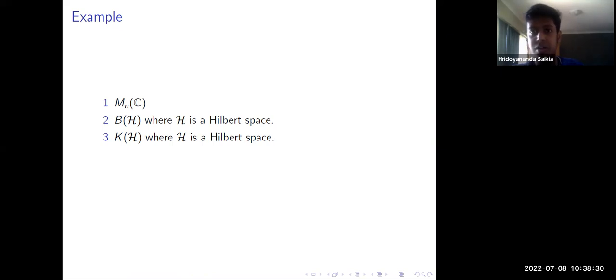It is not necessary for all C-star algebras to have a multiplicative unit. But in my talk, I will be assuming that all of the C-star algebras are unital, that is, they have a multiplicative unit. In general, they do not need to. For example, in example 3, the set of all compact operators on a Hilbert space H doesn't have a multiplicative identity when H is infinite dimensional, because the identity element would be the identity operator, and the identity operator is not compact for an infinite dimensional Hilbert space.